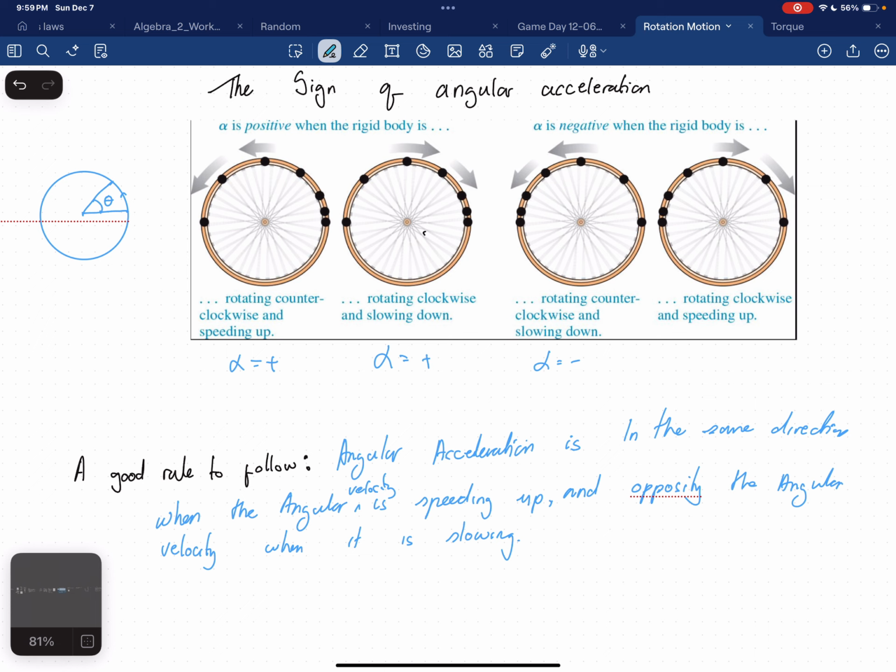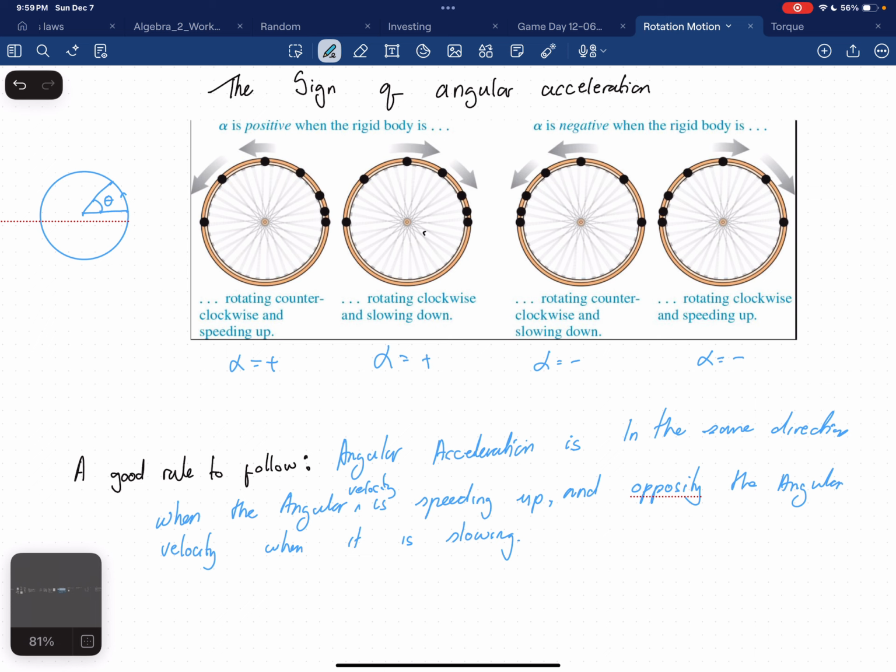Let's think about the last one. Rotating clockwise, so I'm speeding up. I'm speeding up in the negative direction. The change in velocity is negative. So think about the change in velocity, all right? Think about the change in the velocity when thinking about the direction, sorry, we think about the sign to put in front of acceleration. Think about what direction is the change.